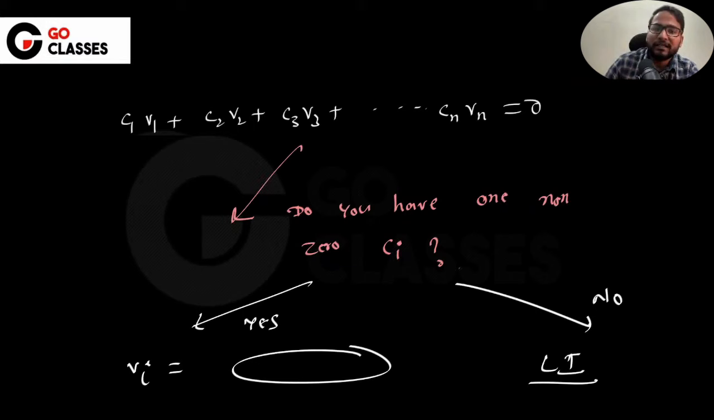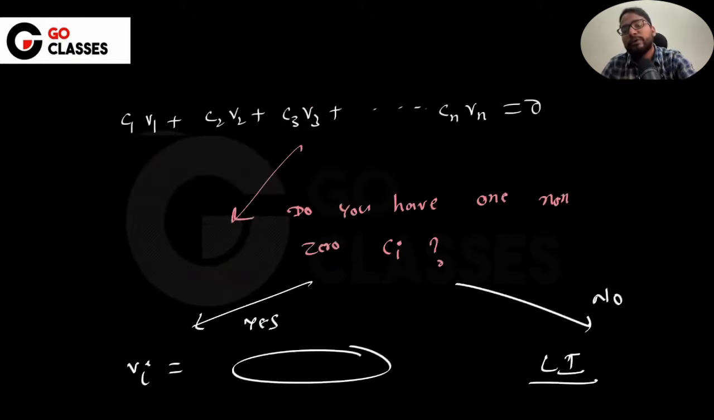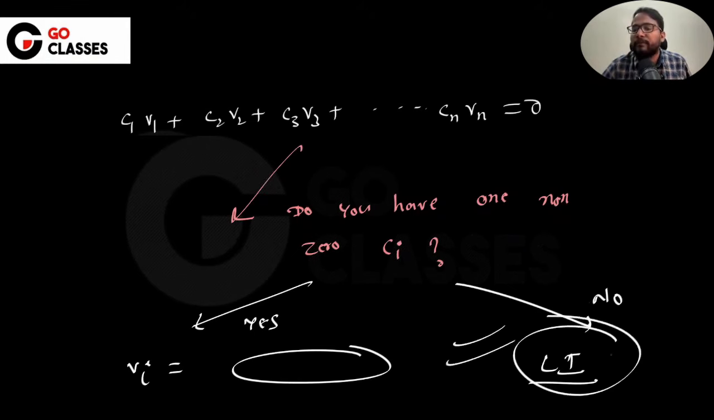Now, let's see what they are saying. They are saying that you are satisfying only when all ci's are zero, which means you are asking that guy, do you have at least one ci which is non-zero? They will say, no, I can satisfy only when all ci's are zero. Then it means a non-zero ci does not exist. If a non-zero ci does not exist, then you will say linearly independent.